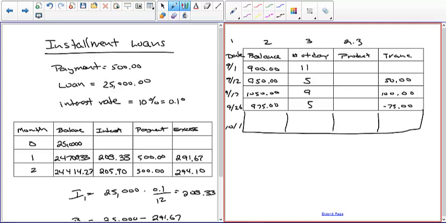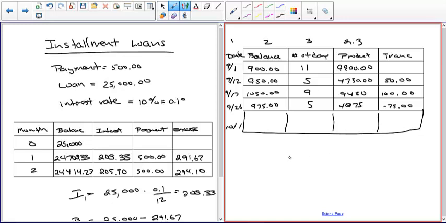So then you would multiply these numbers together. So you'd have 900 times 11, 9,900. So this is what you're doing. 950 times 5, 4750, 1050 times 9, 9450, and 975 times 5, 4875.